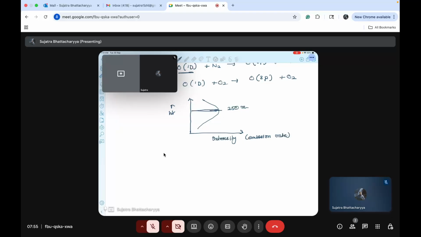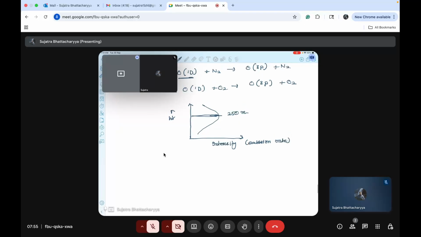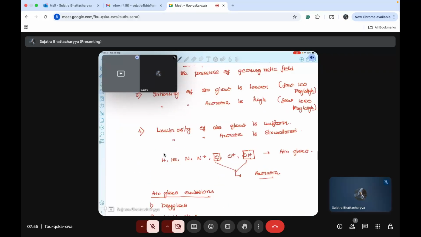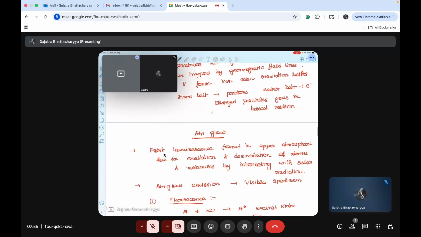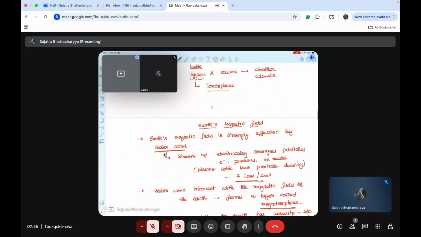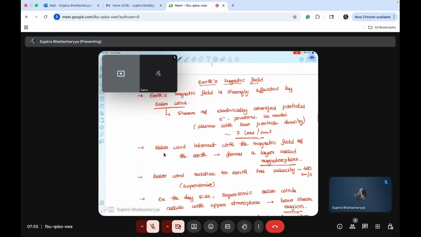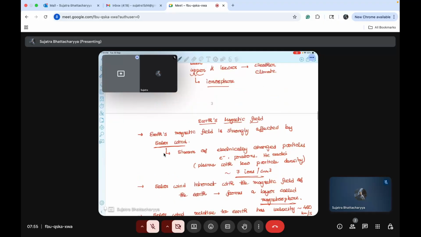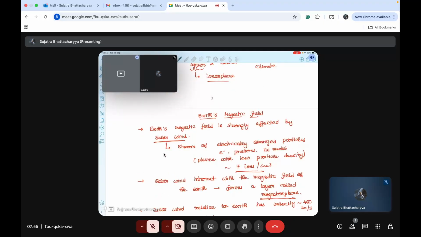Okay, this completes our airglow. The only thing now is that we have talked about the Earth's magnetic field, but how the Earth's magnetic field is produced is not mentioned yet. So suppose this is your Earth. Generally there is a dipole structure like this. If this is your geographic north and south, this is the south pole of the magnet and this is the north pole of the magnet.